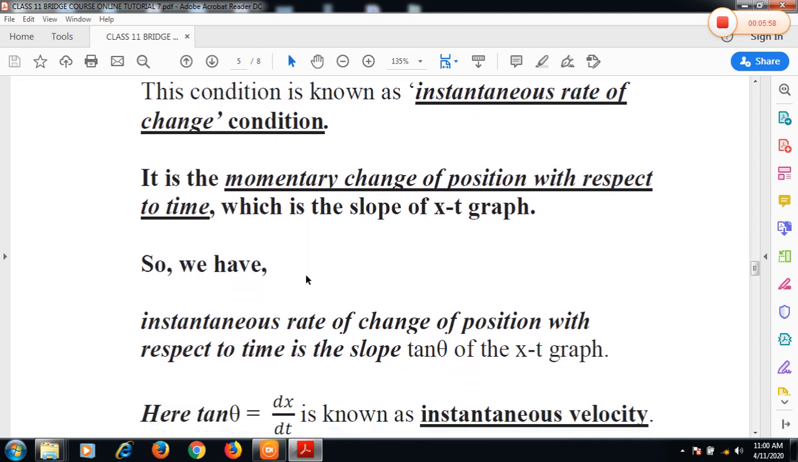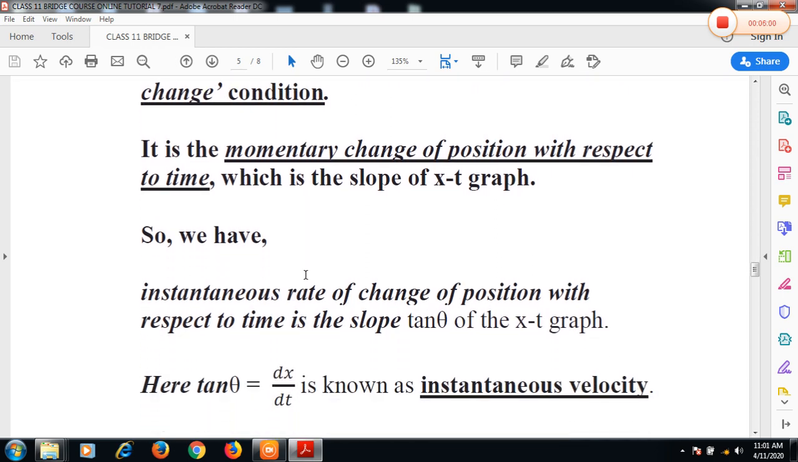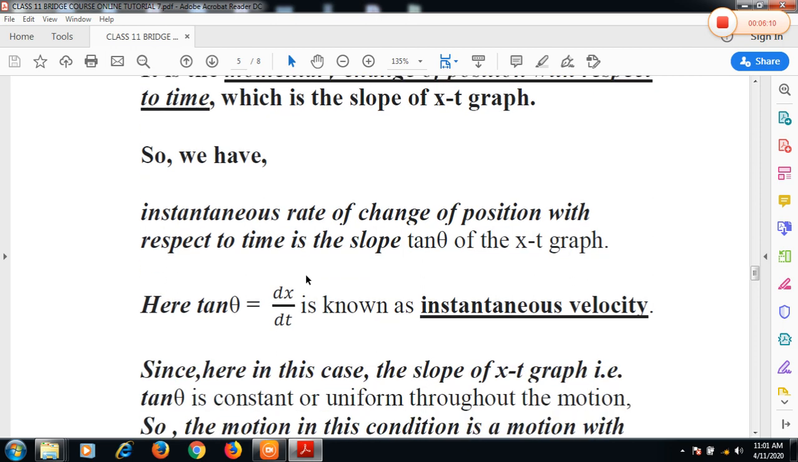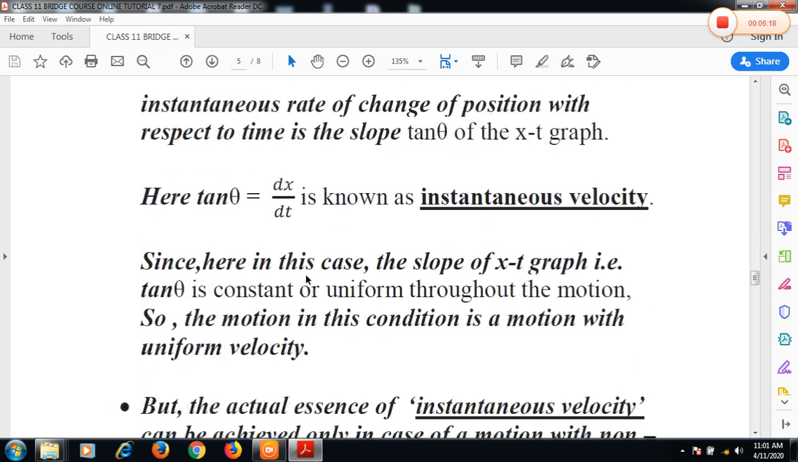So we have the instantaneous rate of change of position with respect to time, which is the slope tan theta of the xt graph. Here tan theta equals dx/dt, which is the rate of change of position with respect to time, and it is known as instantaneous velocity.